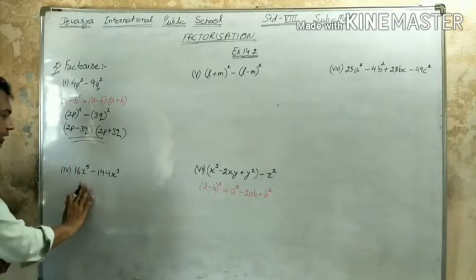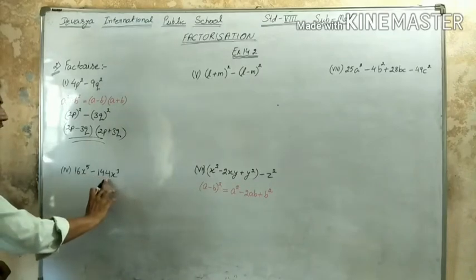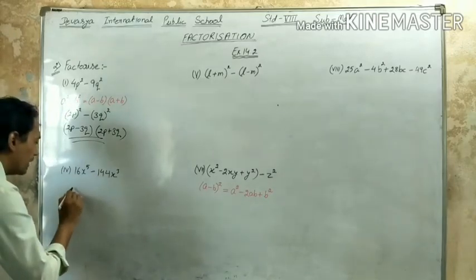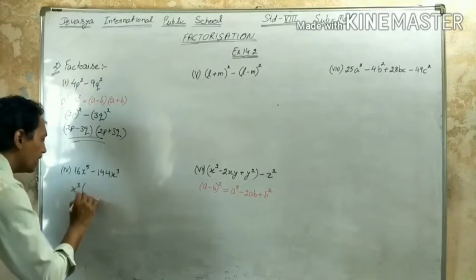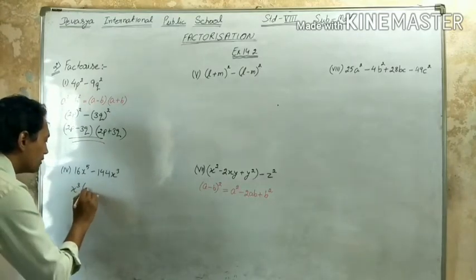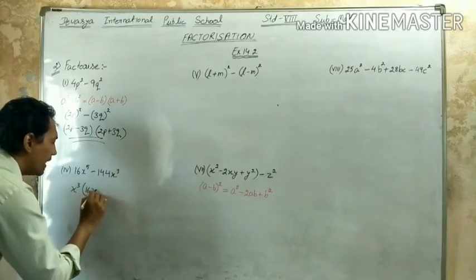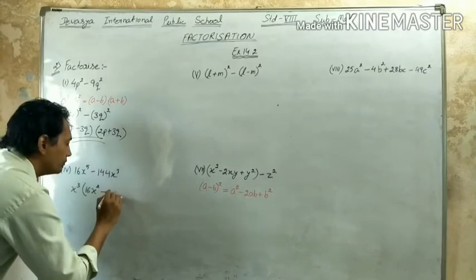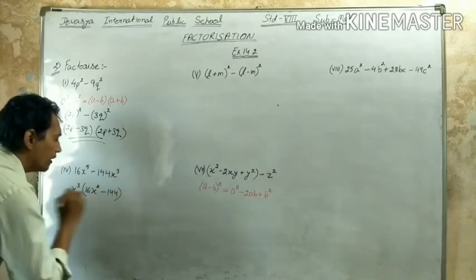Now look at this. There is 16x raised to 5 minus 144 x raised to 3. So we need to take x cube as common. I am taking x cube as common, and the rest of the thing I am writing inside. 16 x cube has been taken common, so we have x square here minus 144, and x cube has been taken common here, so nothing remains here.